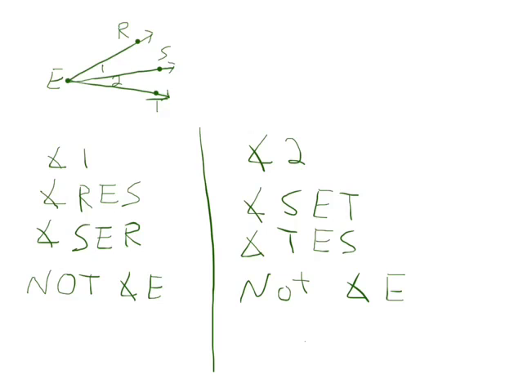It could be angle RES, because E is the vertex, or we could also have angle SET, because E is also the vertex for that one. Or we could be referring to the big angle RET. We do not know just by using one letter in this case, because it's sharing a vertex. So we cannot write this one with the one letter angle E like we did with the first one.